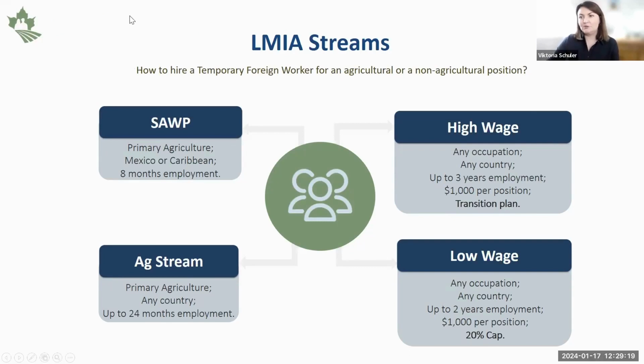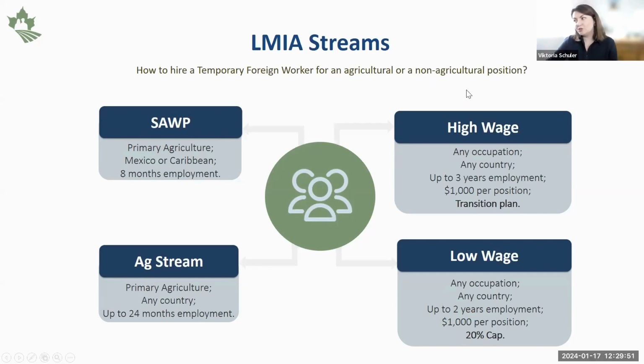Once we determine it, we can understand which stream we can hire a temporary foreign worker through for an agricultural or non-agricultural position. I'm talking about agricultural, but if there is a non-agricultural position, we can talk about it later as well. For agricultural, there is the Seasonal Agricultural Worker Program. The position must be in primary agriculture, the worker must be from Mexico or Caribbean countries, and the employment is for up to 8 months. The Agricultural Stream is also for primary agriculture. The worker can be from any country, and the position could be for up to 24 months of employment. It could be seasonal as well.